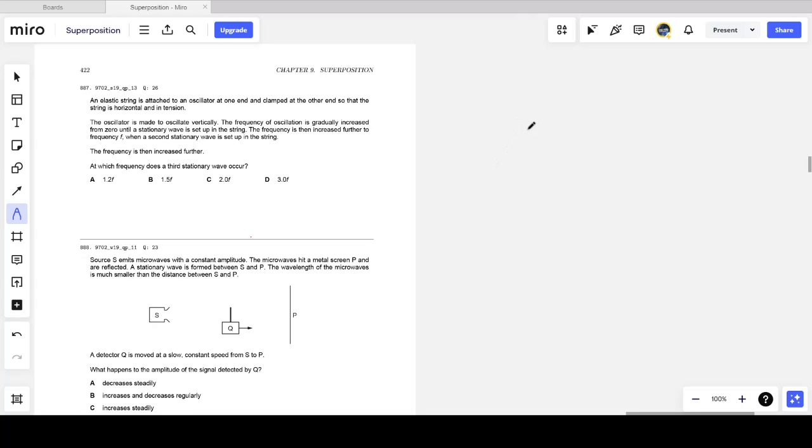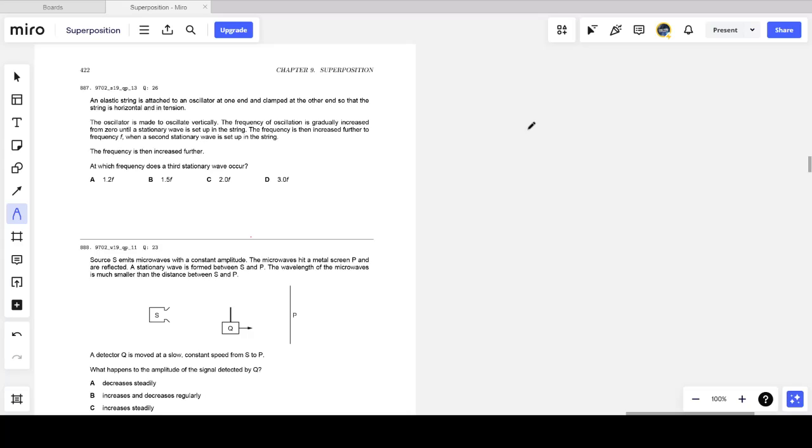Now here we are told that an elastic string is attached to an oscillator at one end and then clamped at the other end, so the string is horizontal and in tension. The oscillator is made to oscillate vertically, and the frequency of oscillation is gradually increased from 0 until a stationary wave is set up in the string. The frequency is then increased further to frequency f, when a second stationary wave is set up in the string.